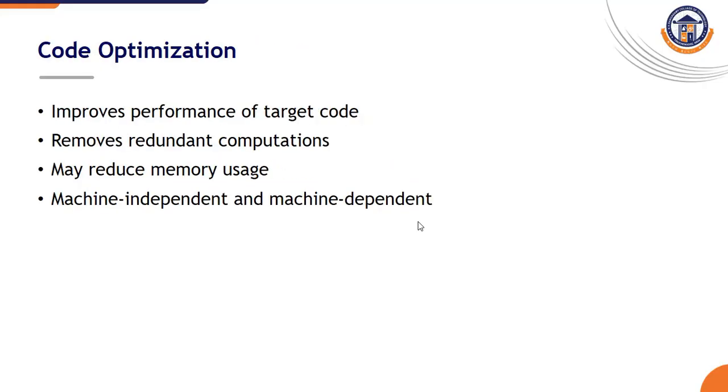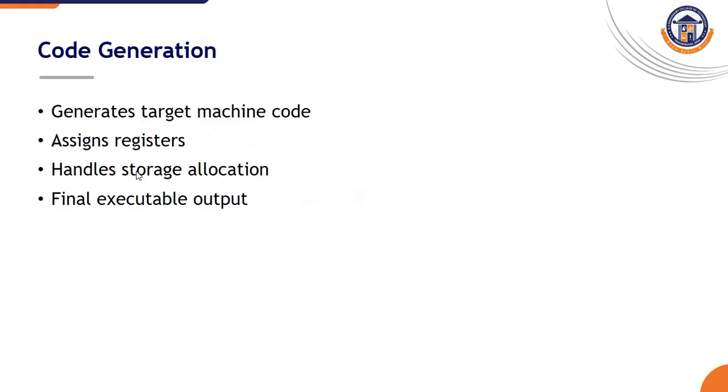Then code optimization. This phase optimizes the intermediate code generated by the intermediate code generator. So the improved optimized code increases the performance of the target code. So this optimization phase removes some redundant computations from the source program. It reduces the memory usage also. So the code optimization can be done in 2 ways, either machine independent code optimization or machine dependent code optimization.